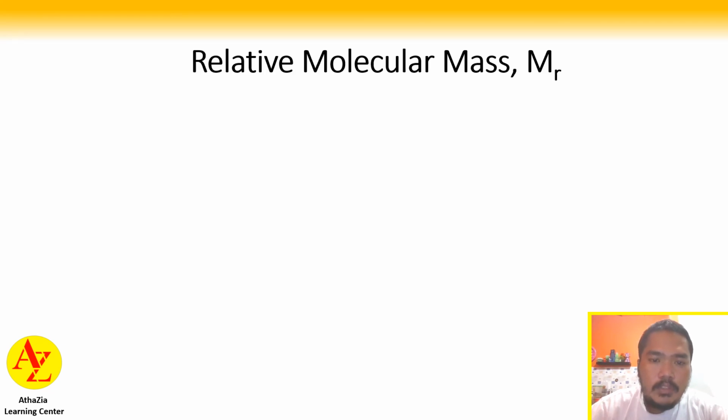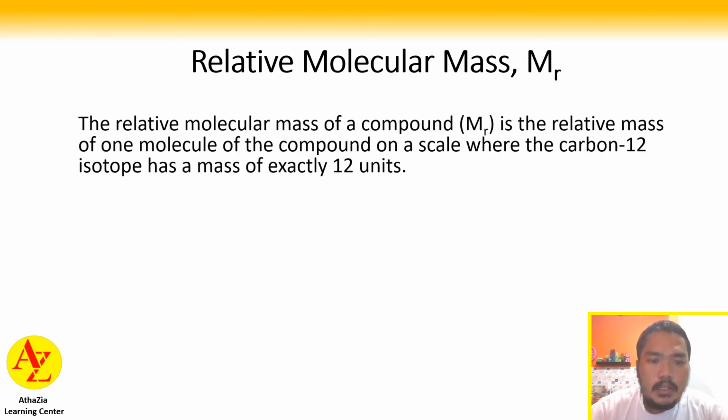After we learn about relative atomic mass, we now learn about relative molecular mass, or MR. The symbol is MR. The relative molecular mass of a compound is the relative mass of one molecule of the compound on a scale where the carbon-12 isotope has a mass of exactly 12 units. So same as relative atomic mass, relative molecular mass also uses carbon-12 as a standard.